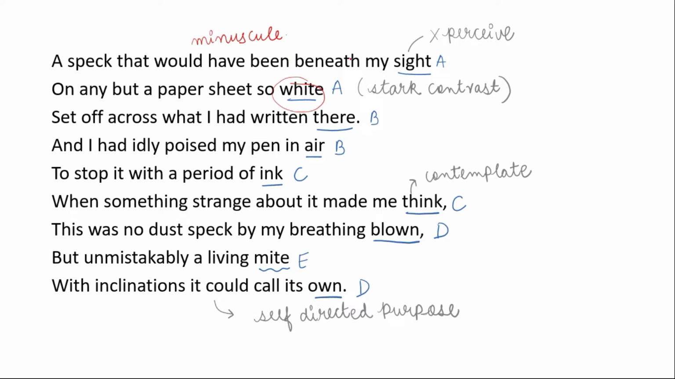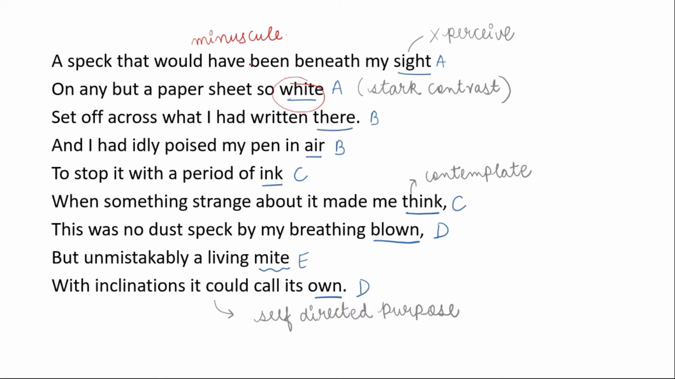Okay. If you see the first 9 lines, the rhyming scheme is A, A, B, B, C, C, D, E, D. See, sight, white, there, air, ink, think. Right? This type of rhyming scheme is followed until here.